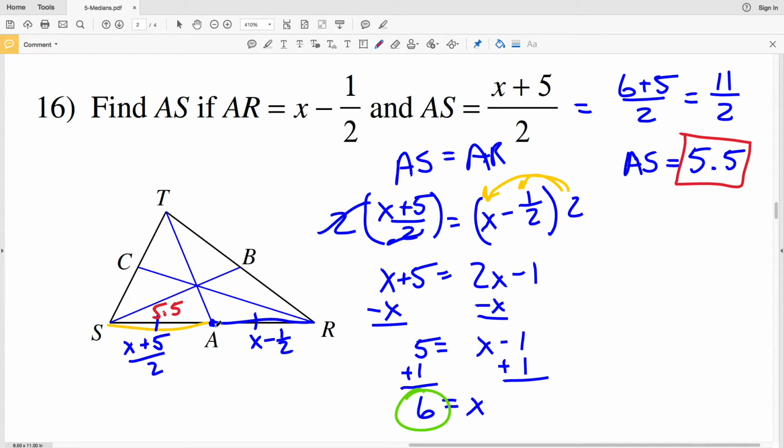And that's because we know that the midpoint of SR is A, therefore AS is congruent to AR because A is the endpoint of a median.